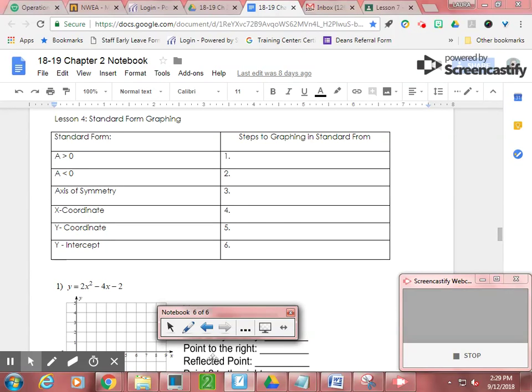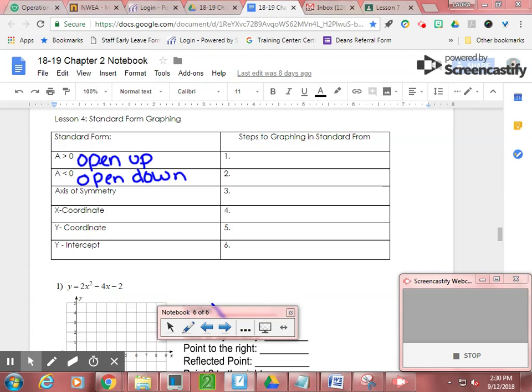Graphing standard form equations is a little bit harder than vertex form just because there's more steps to it. So first, let's identify what everything means. Our a value means if it's greater than 0, that it's going to open up. And if it's less than 0, it's going to open down.